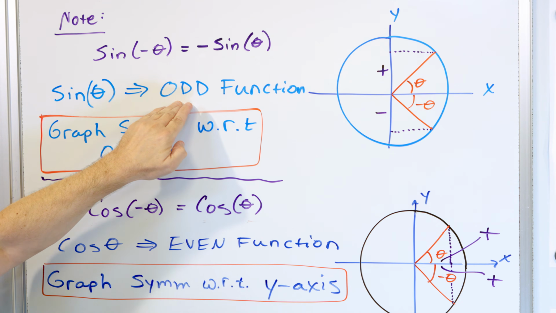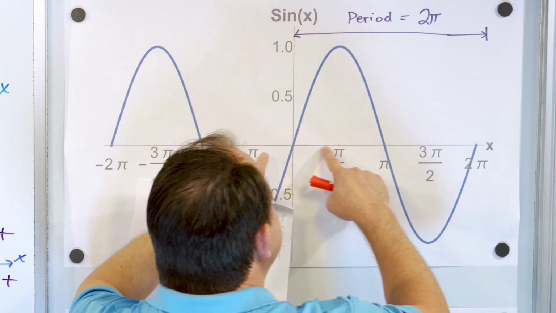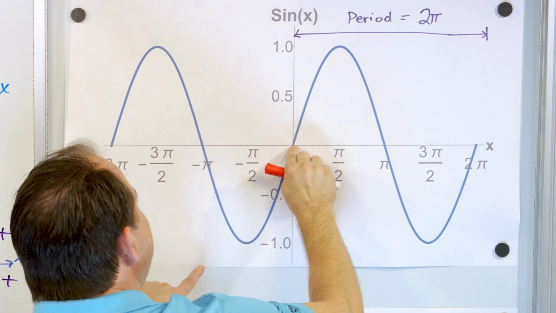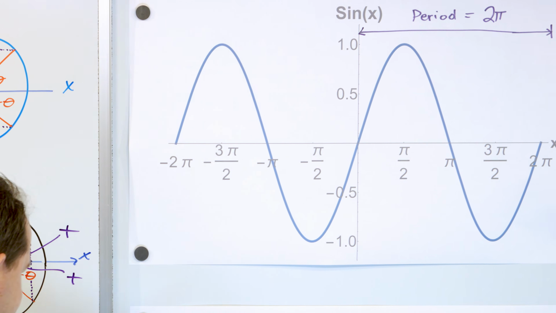Whereas an odd function, the graph is symmetrical about the origin. So what that means is negative and positive same angles, they're catty-corner to each other, mirror image reflection about the point, which is the origin. Same values, just opposite signs of each other.